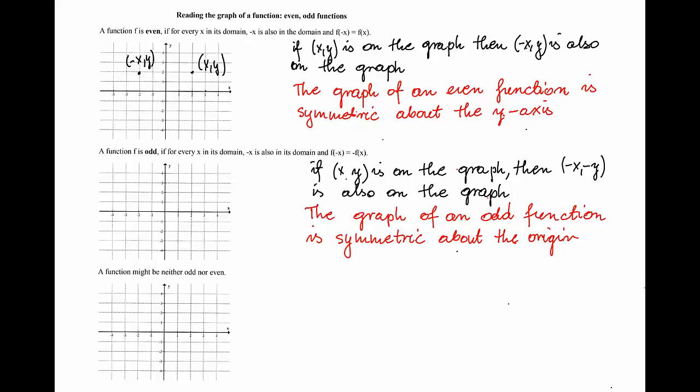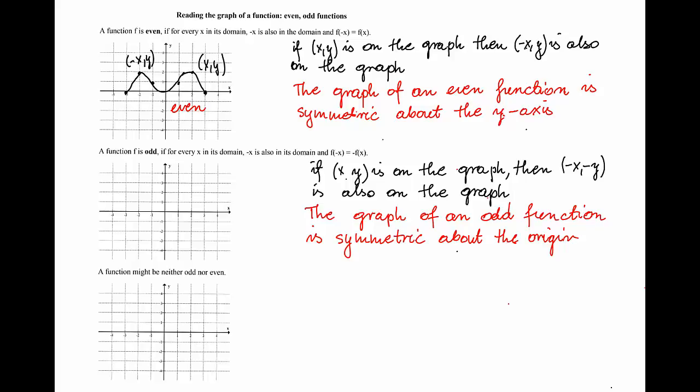If I choose another point, for example, if the point (3, 0) is on a graph, then the point (negative 3, 0) is on the graph. If I choose the point (negative 1, 1) on the graph, then the point (1, 1) is going to be on the graph, and therefore the graph of such a function could be something like this. The graph is clearly symmetric with respect to the y-axis. This is an even function.